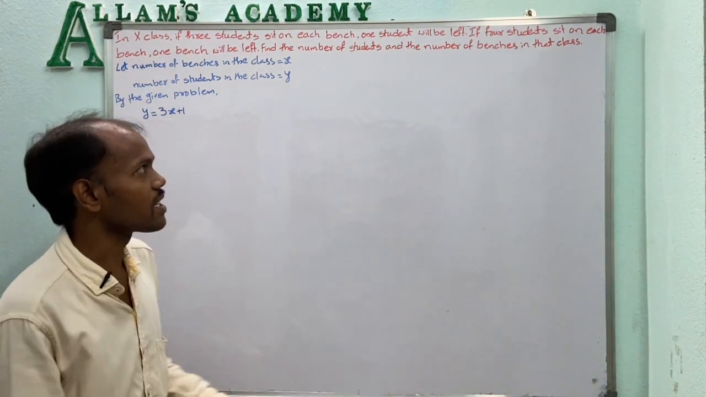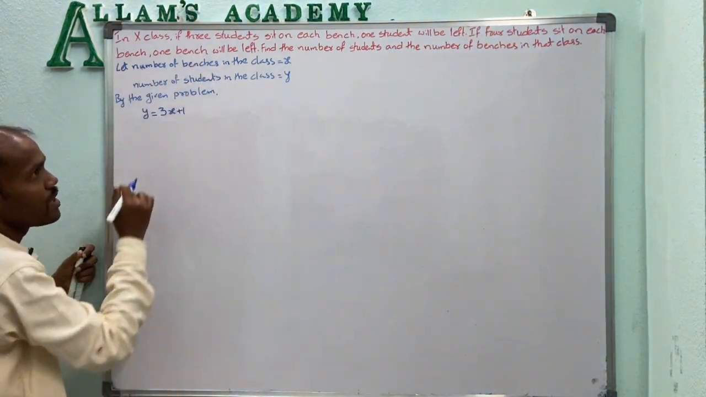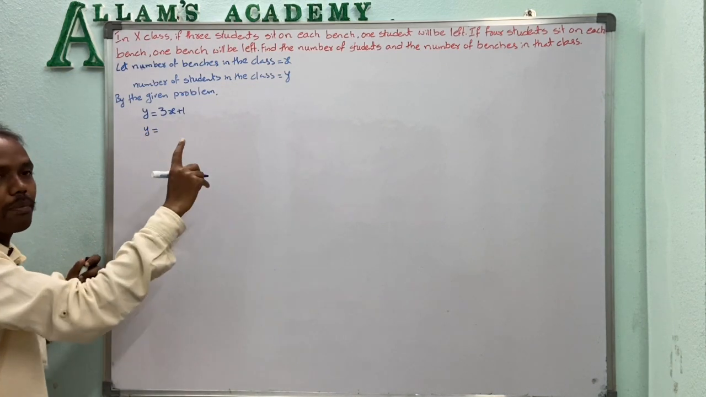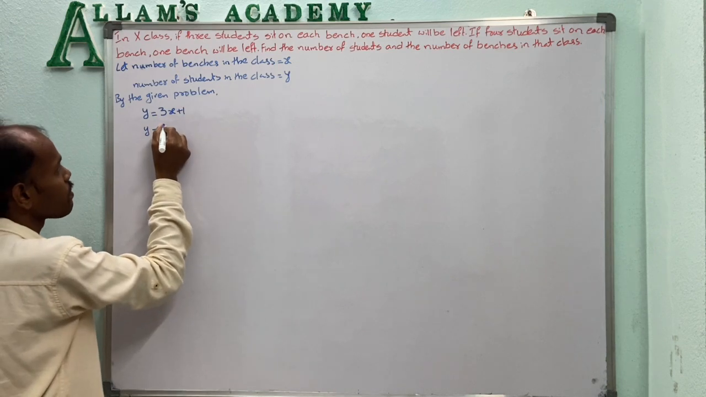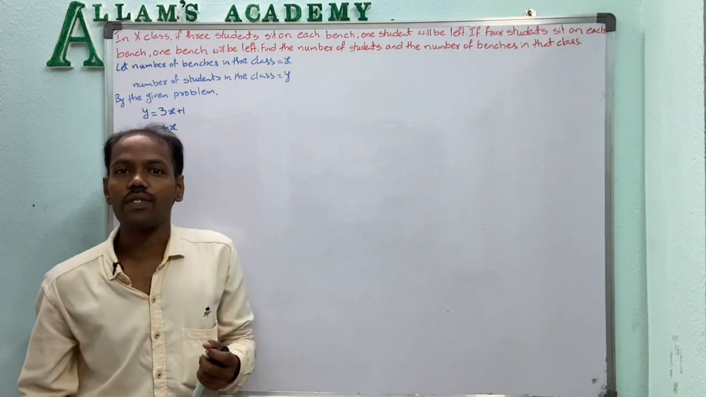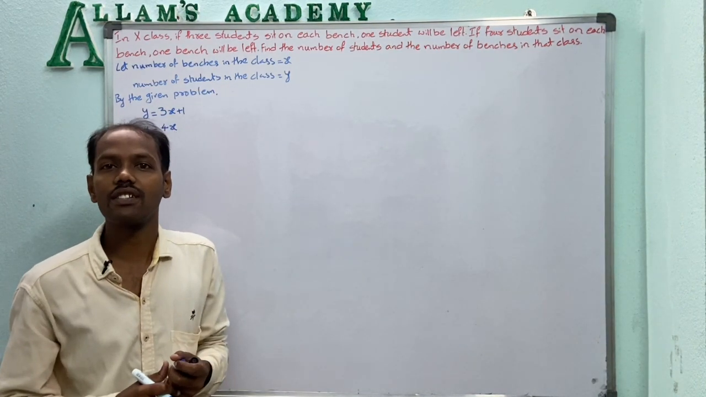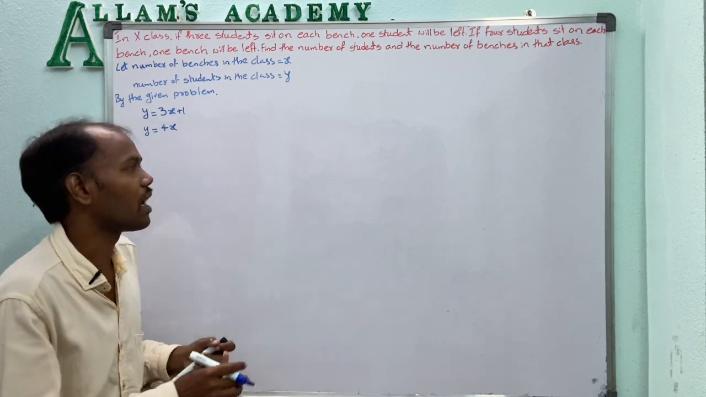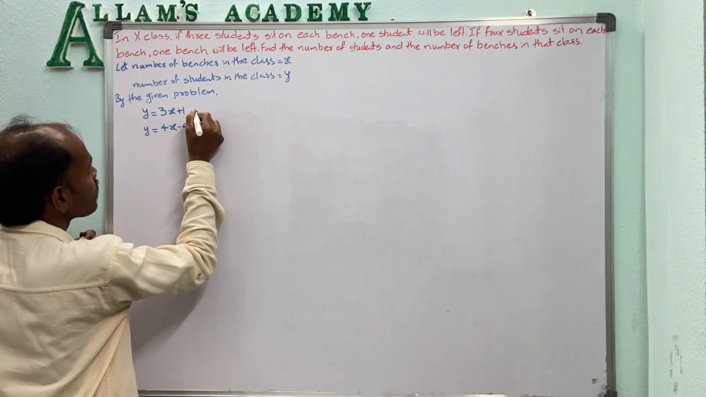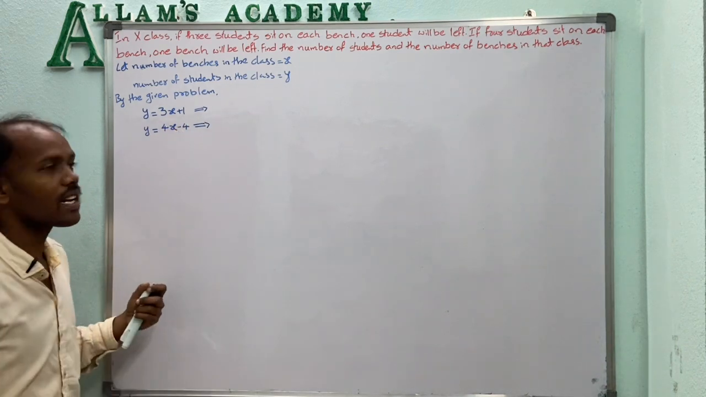Next, second condition: if 4 students sit on each bench, one bench will be left. So y equal to, in one bench 4 students sitting, that means 4x. Then one bench is left. One bench is left means in that bench how many students have a chance to sit? Again 4 members have a chance to sit. So 4x minus 4.